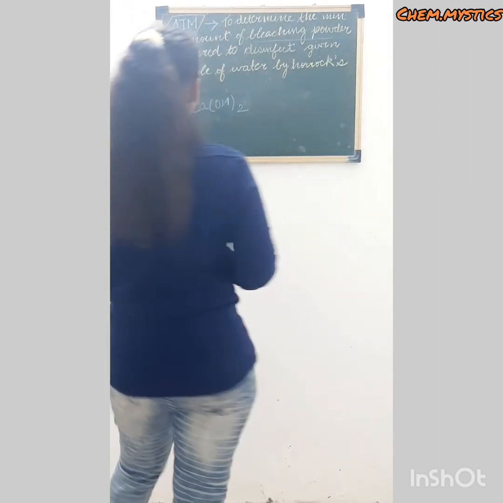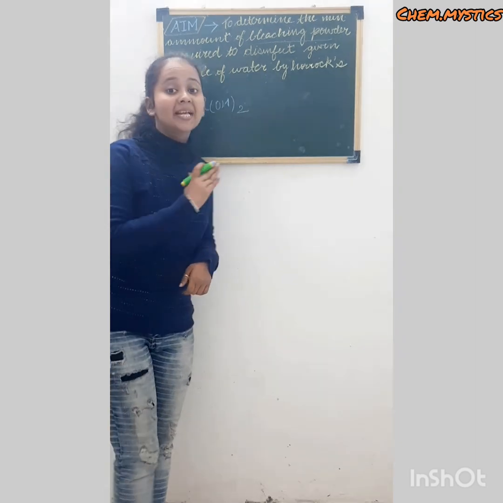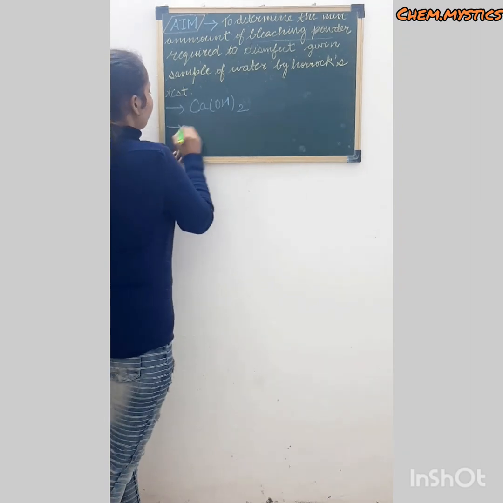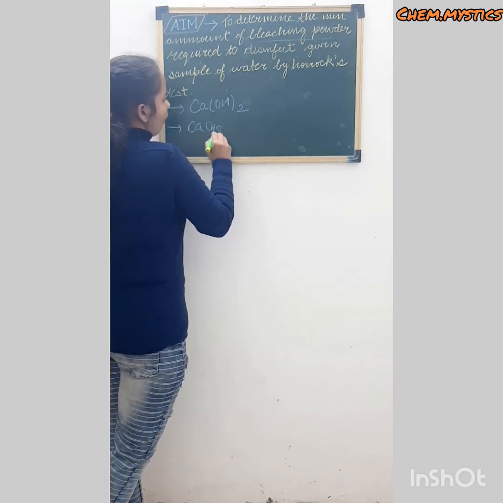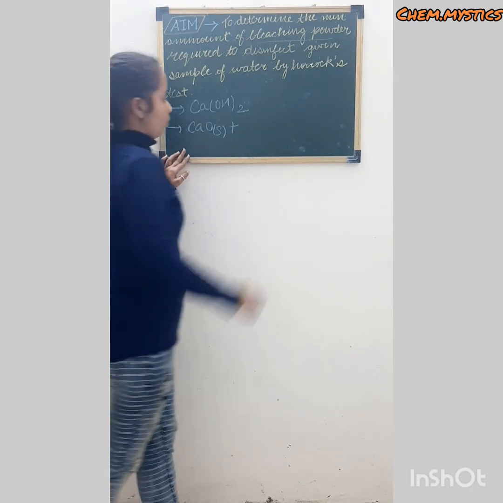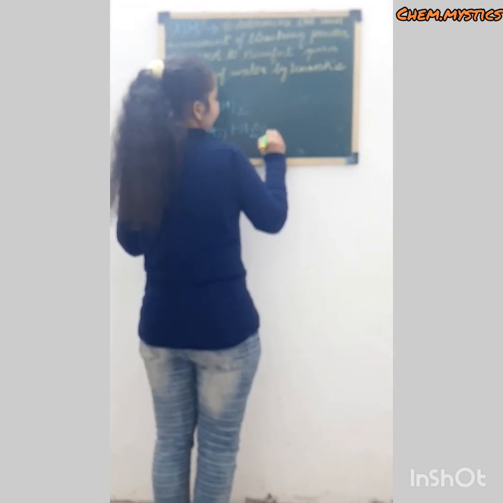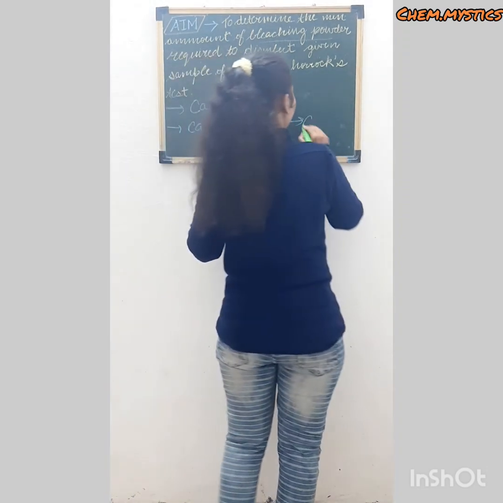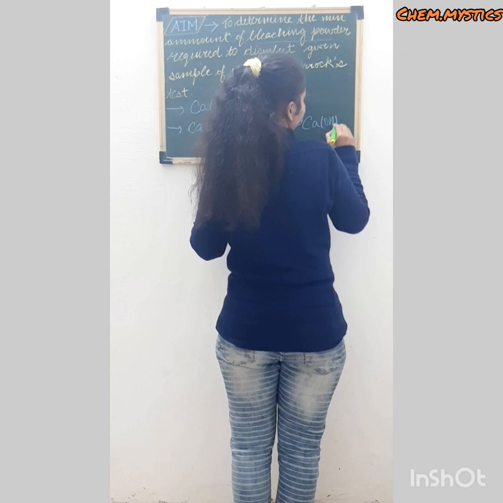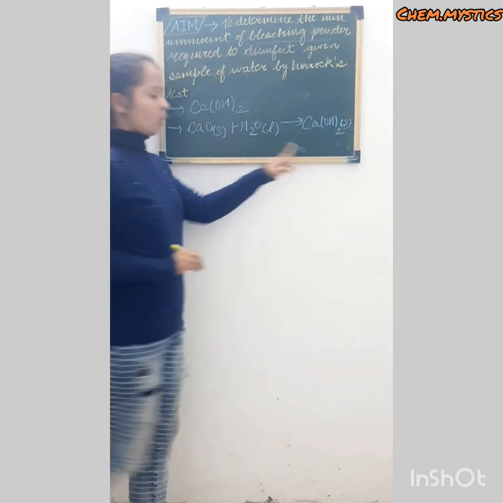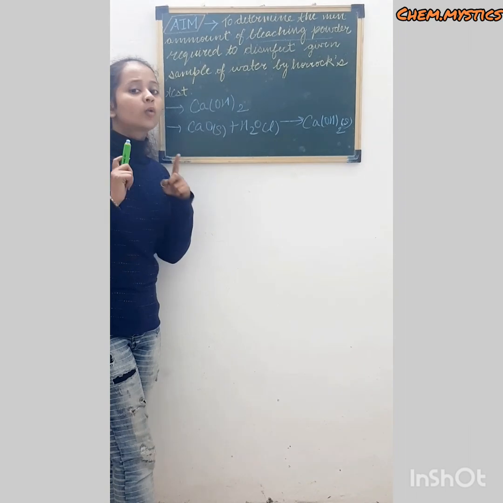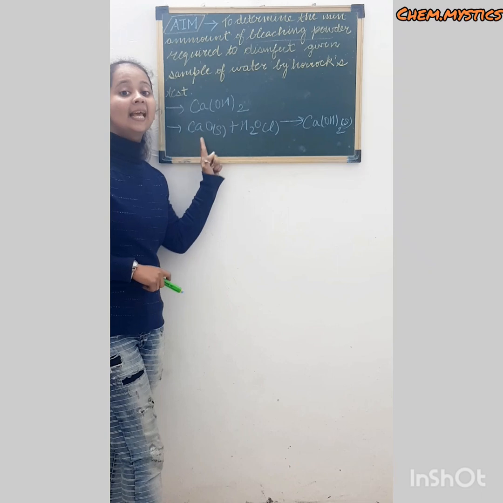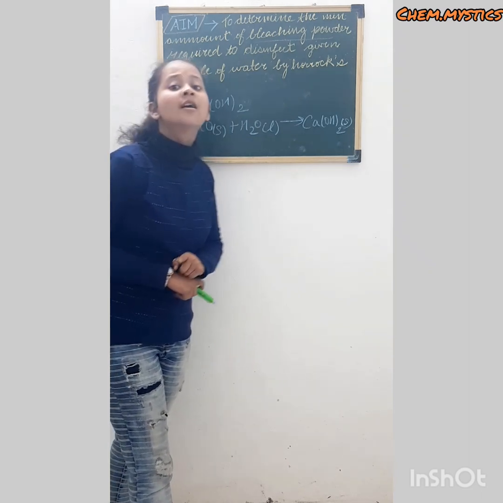Also, slaked lime powder is obtained when calcium oxide, that is CaO, is mixed with water, that is H2O. So what will be the product here? Product will be Ca(OH)2. Alright? Now keep this thing in your mind that calcium oxide, that is CaO, is also known as quicklime.